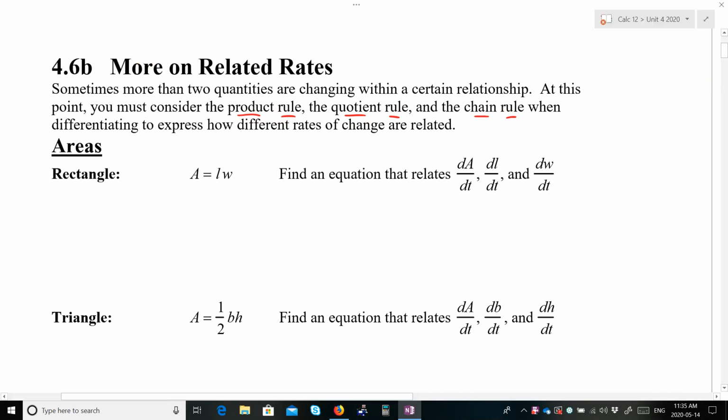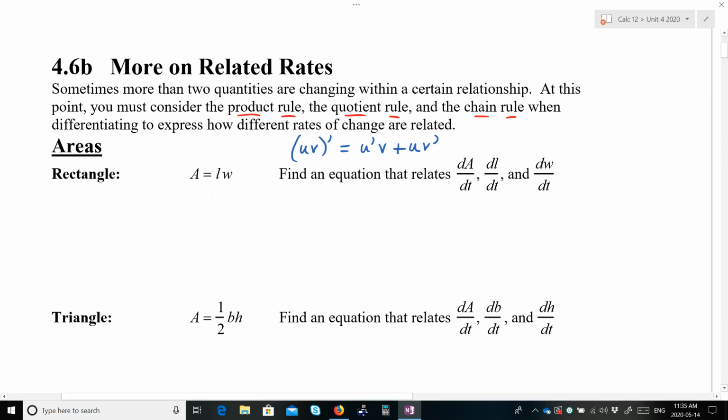Okay, so we'll start off with some area formulas. First of all, the area of a rectangle is length times width. Find an equation that relates dA/dt, dL/dt, and dW/dt. Notice that length times width is a product, so we'll have to incorporate the product rule, where you do the derivative of the first multiplied by the normal second, and then u v prime: normal first function, derivative of the second.